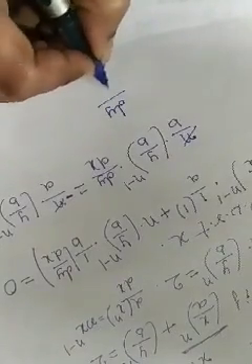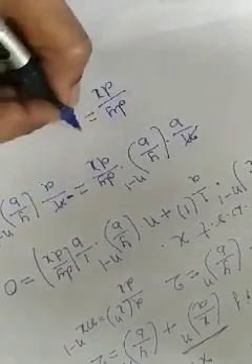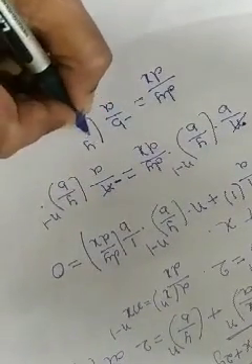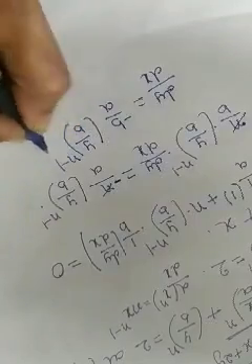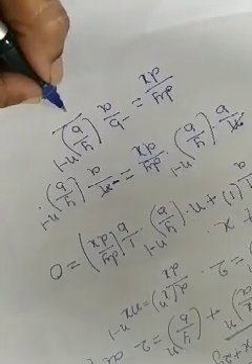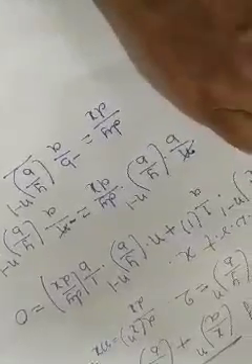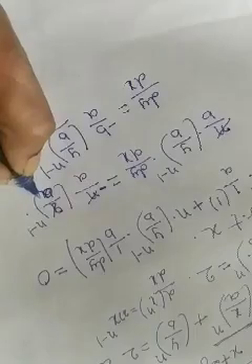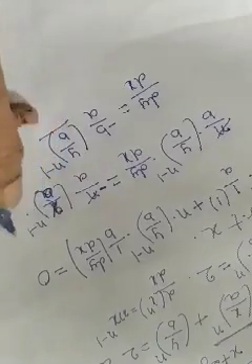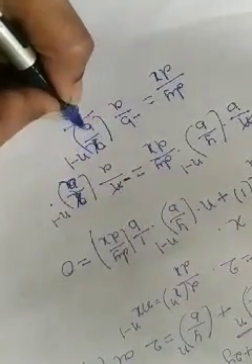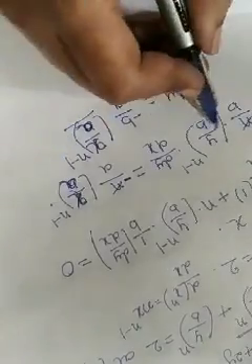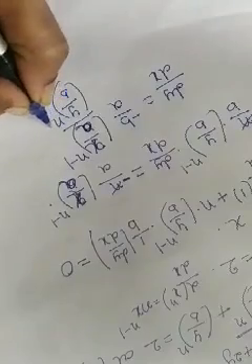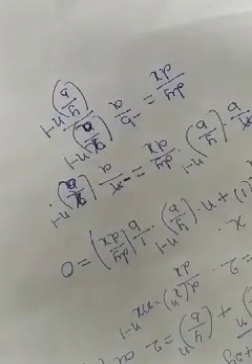So dy by dx equals, shift the b, becomes minus b by a, y by b whole raised to n minus 1 divided by x by a. Sorry, it is x by a whole raised to n minus 1. Keep the x by a whole raised to n minus 1 as it is. Shift the y by b to denominator. Y by b whole raised to n minus 1.